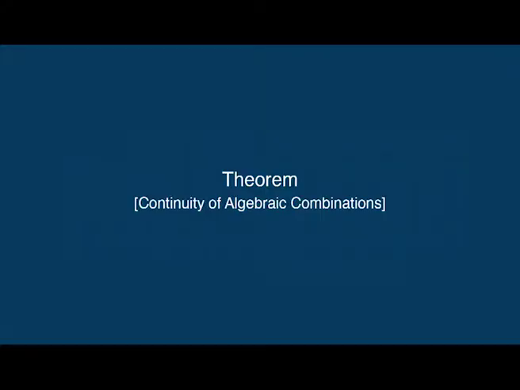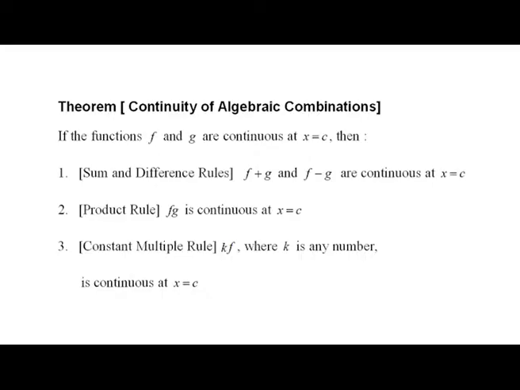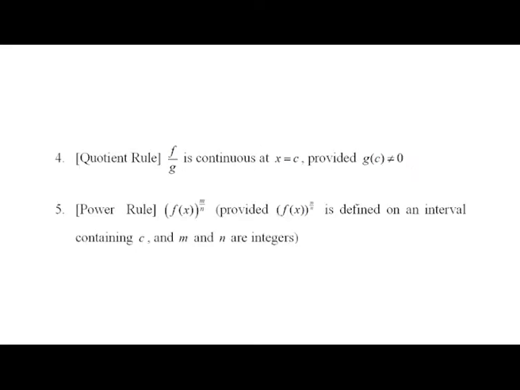Theorem: Continuity of algebraic combinations. If the functions f and g are continuous at x equal to c, then, first, sum and difference rules: f plus g and f minus g are continuous at x equal to c. Second, product rule: f g is continuous at x equal to c. Third, constant multiple rule: k times f, where k is any number, is continuous at x equal to c. Fourth, quotient rule: f upon g is continuous at x equal to c, provided g of c is not equal to 0.